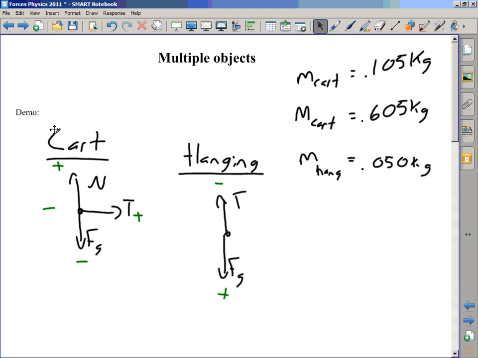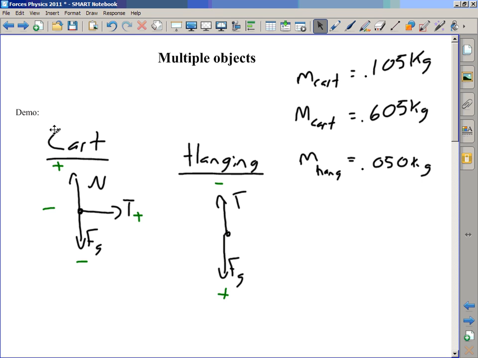Think about the entire system moving. We're going to call when the cart moves to the right positive, right? We're going to call when the system goes that way positive. Cart moves to the right, mass goes down. So if cart to the right is positive, down for the mass must be positive.